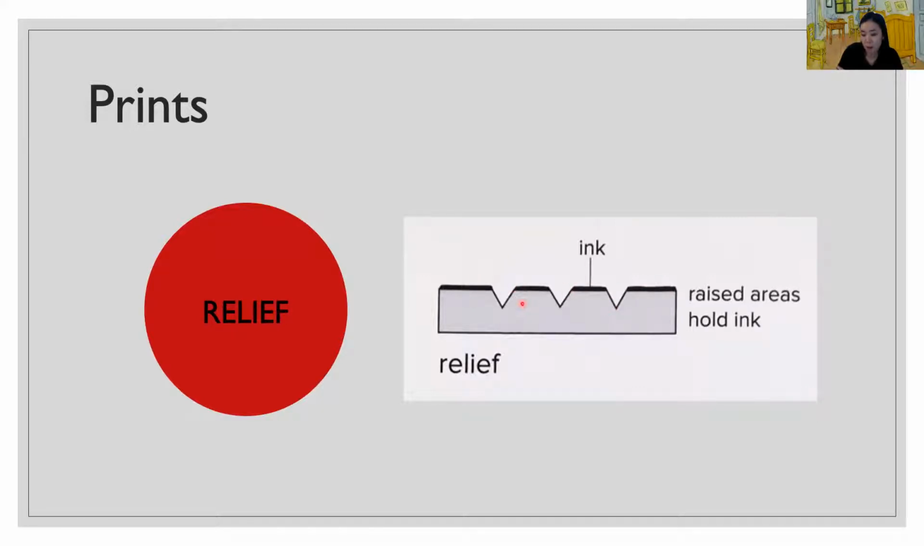So probably an artist make an image like this, curve something on the block, and then the raised part hold the ink to print. So all the technique looks like this. It's called relief.